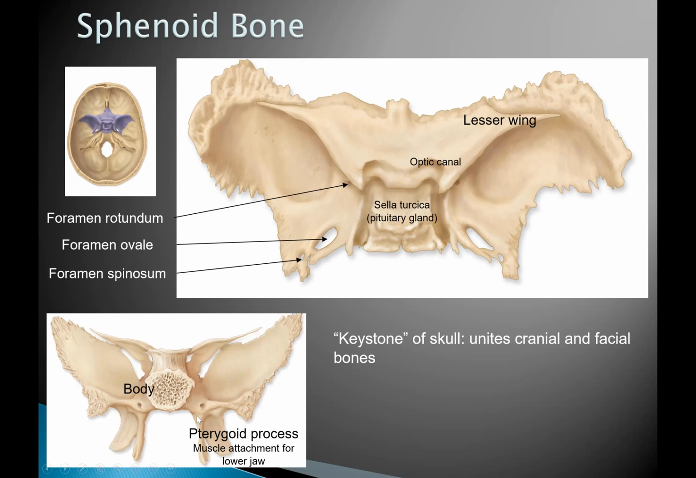And then you have two pterygoid, the P is silent, pterygoid processes. And this is what attaches to the mandible for your jaw attachment, right? So your mandible can attach and you can chew. So this is a frontal look of the sphenoid, and this is a posterior look of the sphenoid.